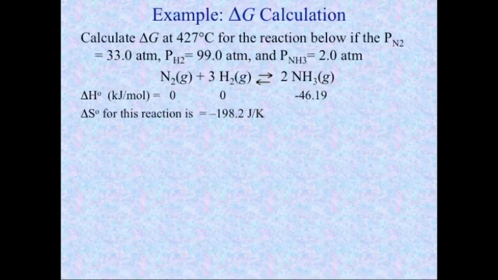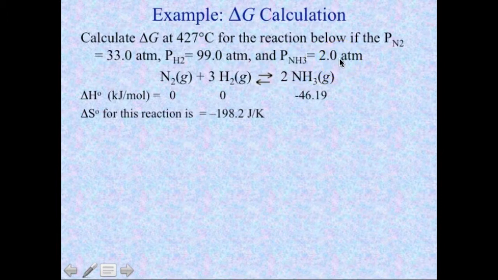Well, here's an example of a delta G calculation. Calculate the delta G at 427 degrees Celsius for the reaction below, and the reaction below is nitrogen plus 3 hydrogens in equilibrium with 2 moles of ammonia, NH3. If the partial pressure of the nitrogen is 33 atmospheres, the partial pressure of the hydrogen gas is 99 atmospheres, and the partial pressure of the ammonia is 2 atmospheres.